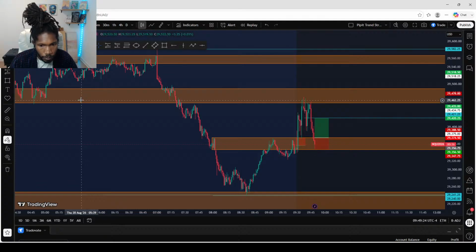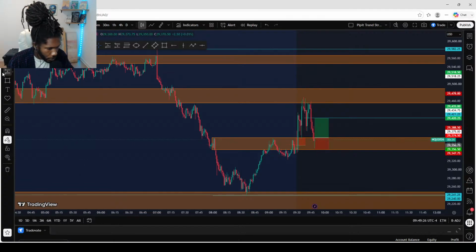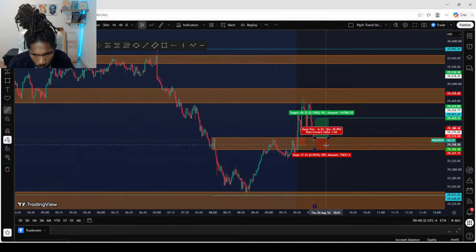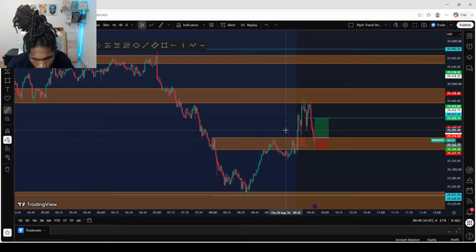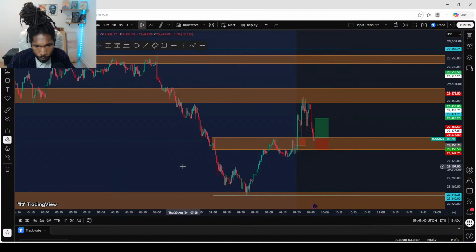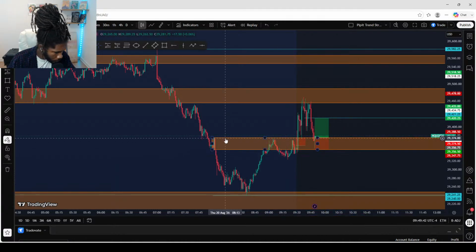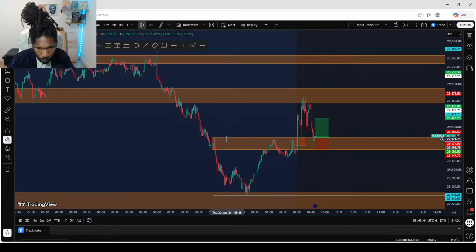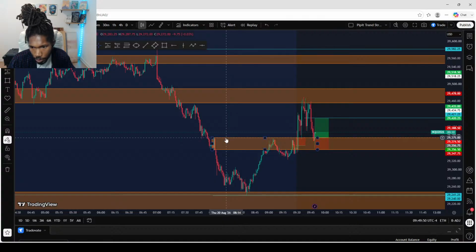50% level. I think it is hitting that 50%. Yep, it hit that 50%. Shit. Is it really wicking off the 50% of that? Yes, it is. Look at that. Let's do a retest. I'm gonna buy the retest at 375.